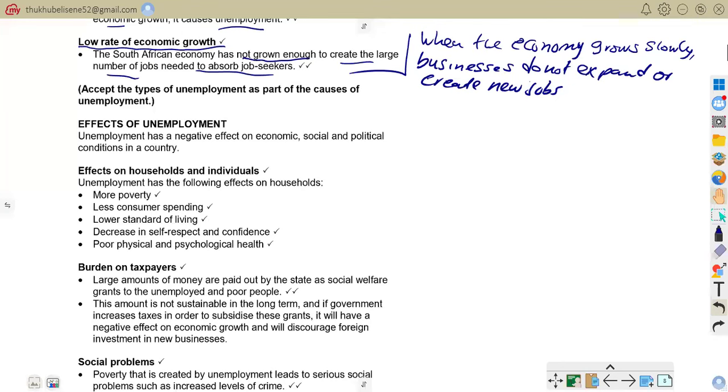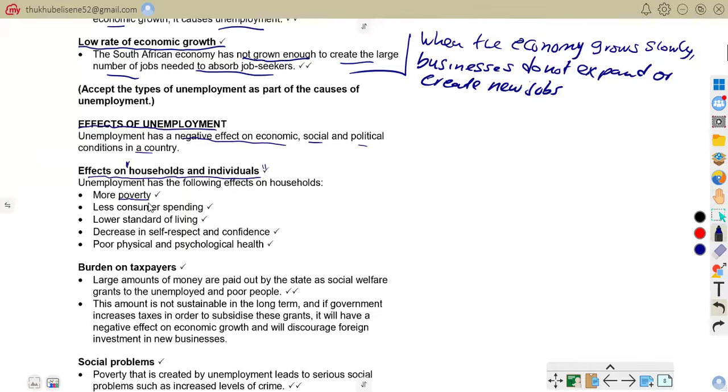The effect of unemployment. Unemployment has a negative effect on economic, social, as well as political conditions in the country. The effects on household and individuals. Effects of unemployment on household as well as individual.